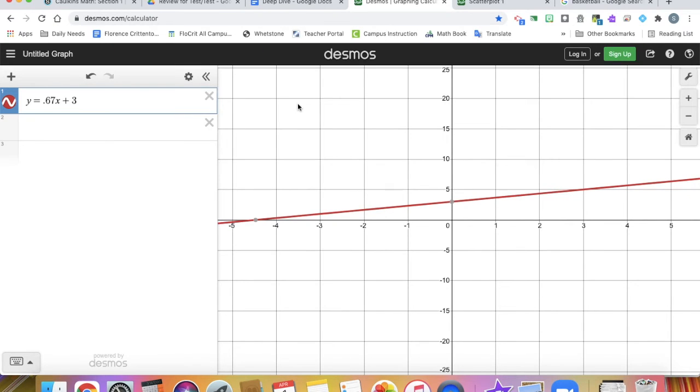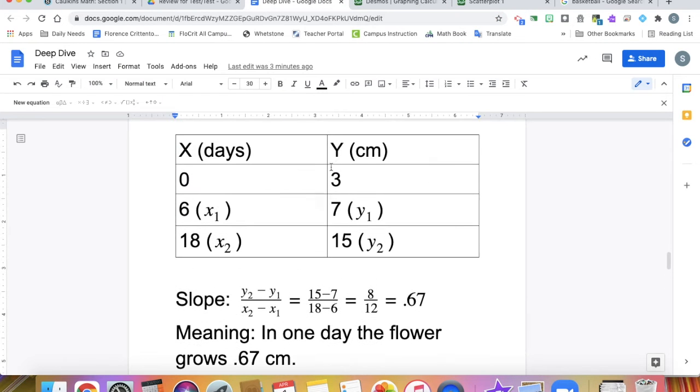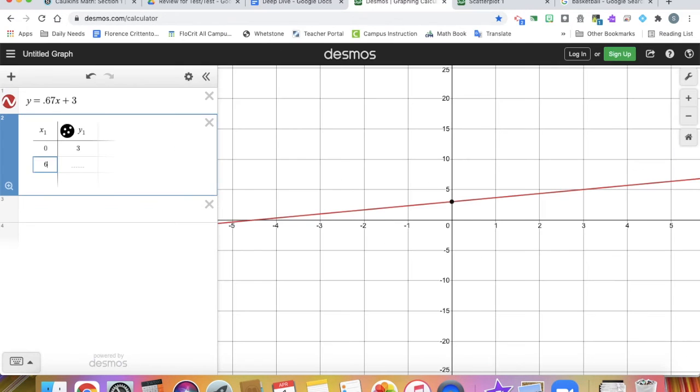And so let's say I didn't want to graph the equation, but I wanted to graph instead the table that they gave me, like the point 0, 3, which is right there. But then there is also the point at 6, it was 7 centimeters. And right now, this point's not on my graph. And it's because on the x, I only go up to 5 right now. So I can change the scale for my x's.